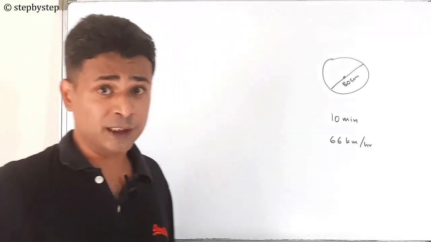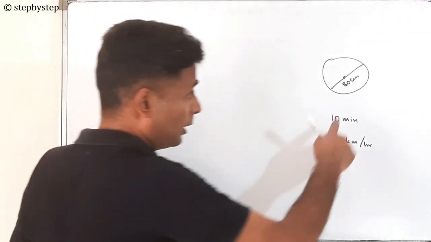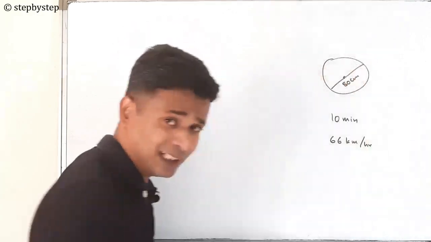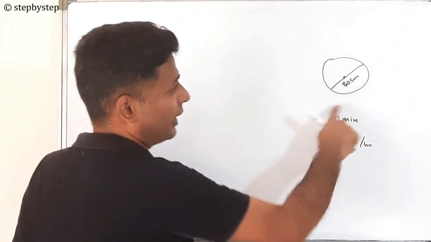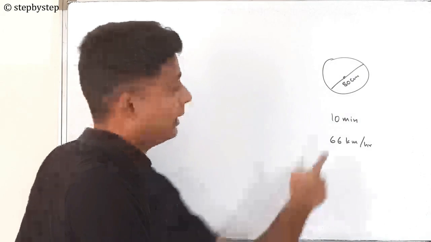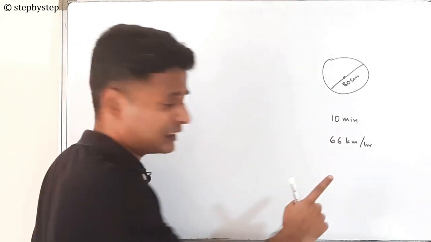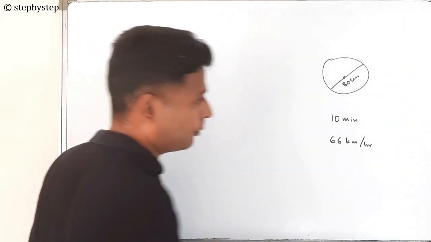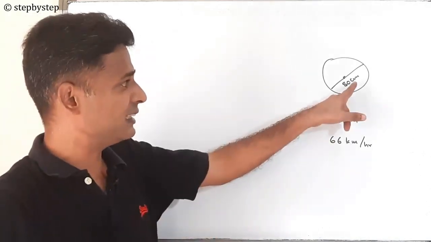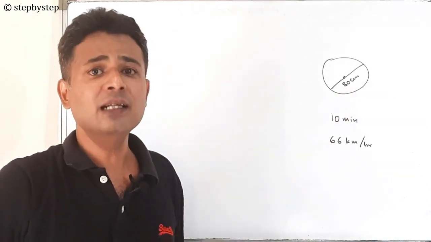Alright guys, now the fourth question. They are told a car has a wheel of diameter 80 centimeters and they have asked us to find how many revolutions it will take in 10 minutes if it is travelling at the speed of 66 km per hour. Now this is in centimeters, so we will try to get everything in centimeters.